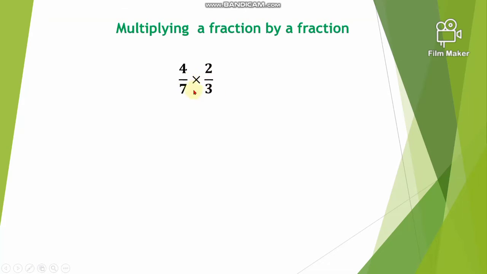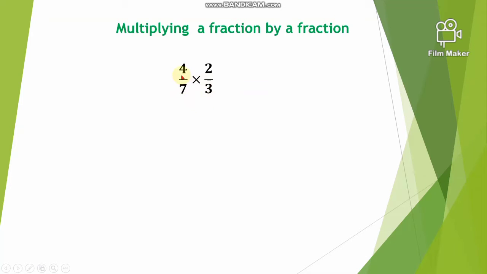So now you have two fractions. We are going to multiply 4 over 7 by 2 over 3. When you are multiplying two fractions, what we have to do is multiply the numerator part separately and the denominator part separately. But don't mix it up with addition and subtraction. Why? Yes, when we are adding and subtracting fractions, we don't add or subtract the denominator values. But when you are multiplying, we have to multiply the denominator as well.